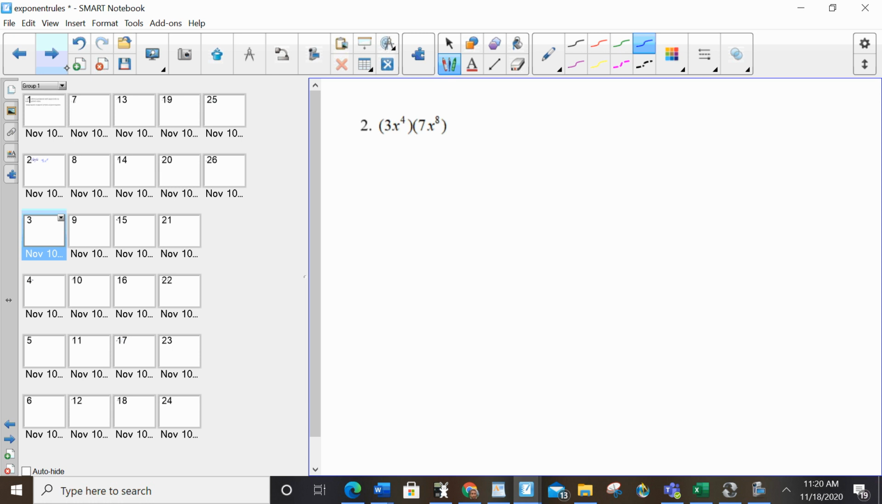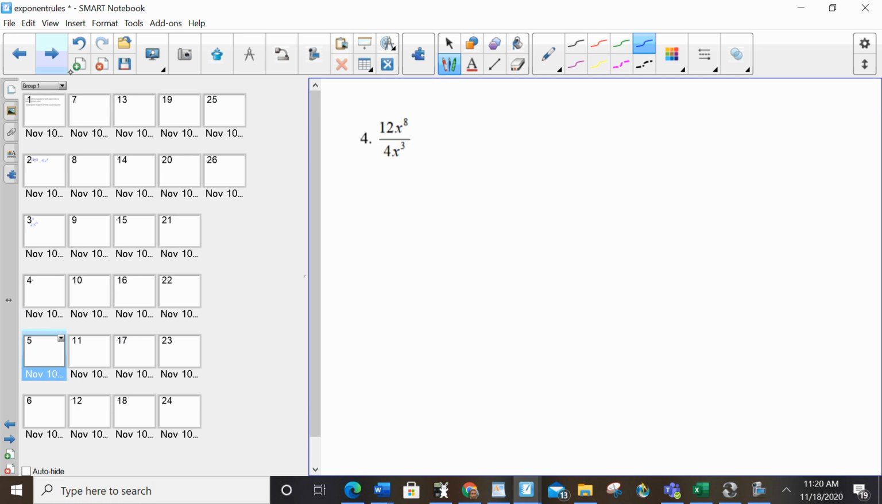Try number 2 on your own. It should take no more than about 15 seconds. When we're multiplying, we multiply our coefficients. 3 and 7 is 21. We add our exponents. 4 plus 8 is 12. When we're multiplying, multiply the coefficients, add the exponents.